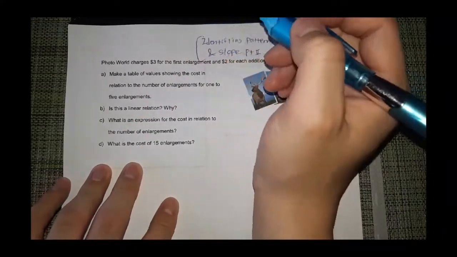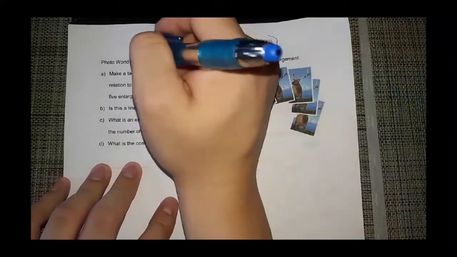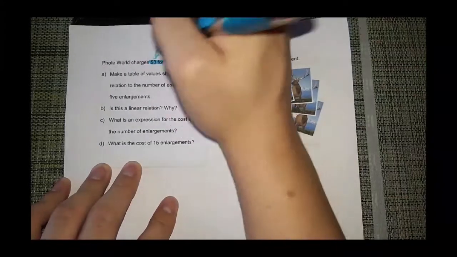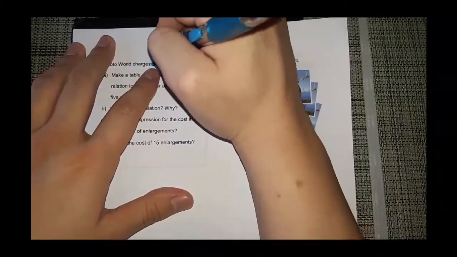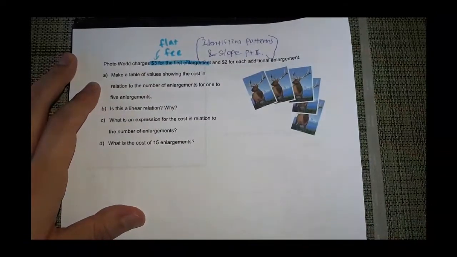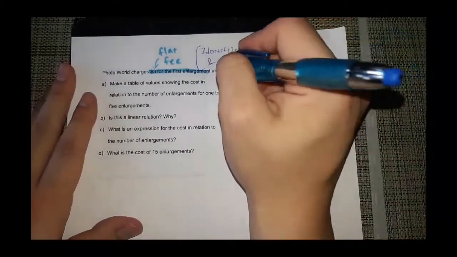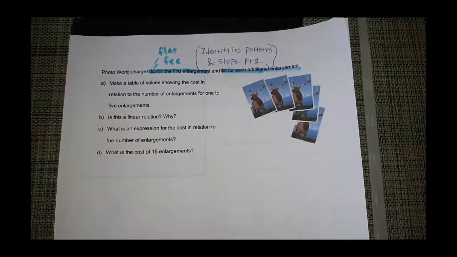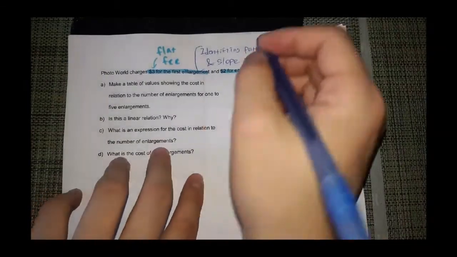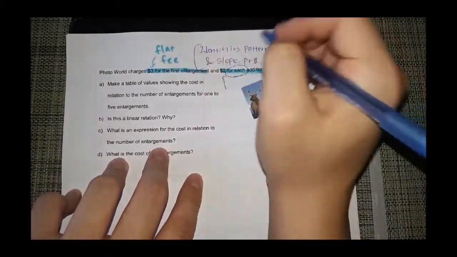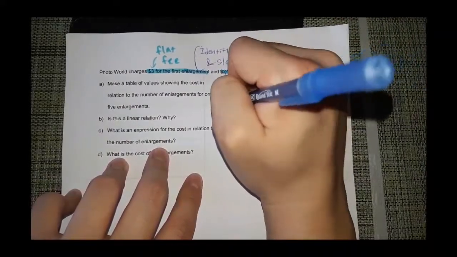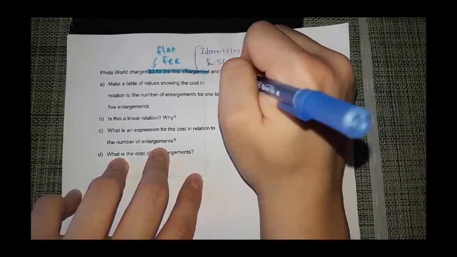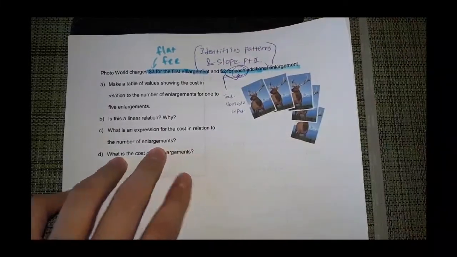I'm going to highlight some of the important parts of this word scenario. First things first, $3 for the first enlargement. This is a basic fee, a flat fee. It's the very first cost that you have to pay. But after that, $2 for each additional enlargement. So $2 for every single one. So for each, that already tells me that this is my independent variable, which is my input. Technically, it's not $2 per, but about this each section.